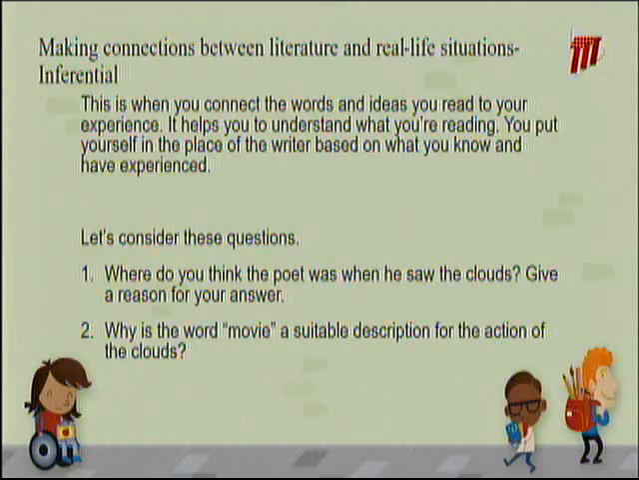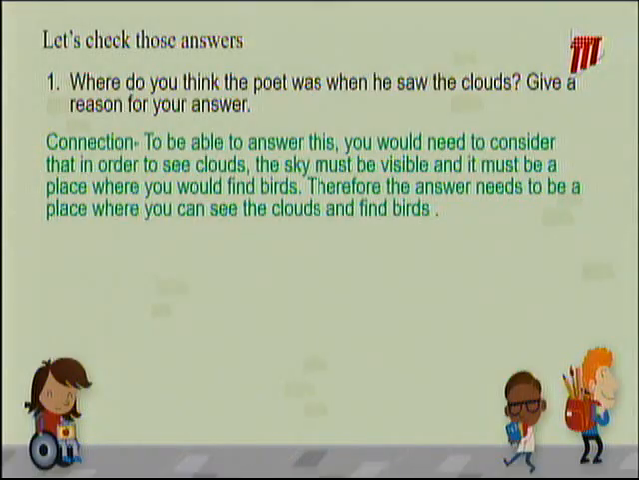Let's take a look at our first question. Our first question asks us, where do you think the poet was when he saw the clouds? Give a reason for your answer. To be able to answer these questions, as I said, you need to make connections between what was read in the poem and your real life experiences. The connection that you need to make here would be consideration of where the poet would need to be for the sky to be visible.